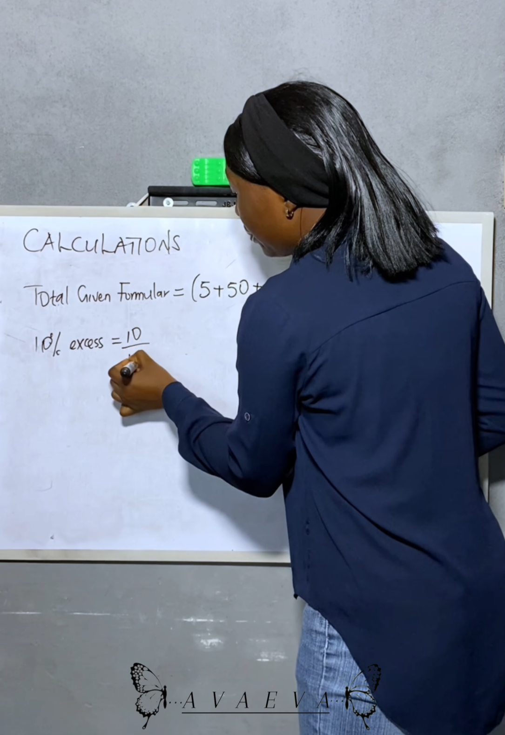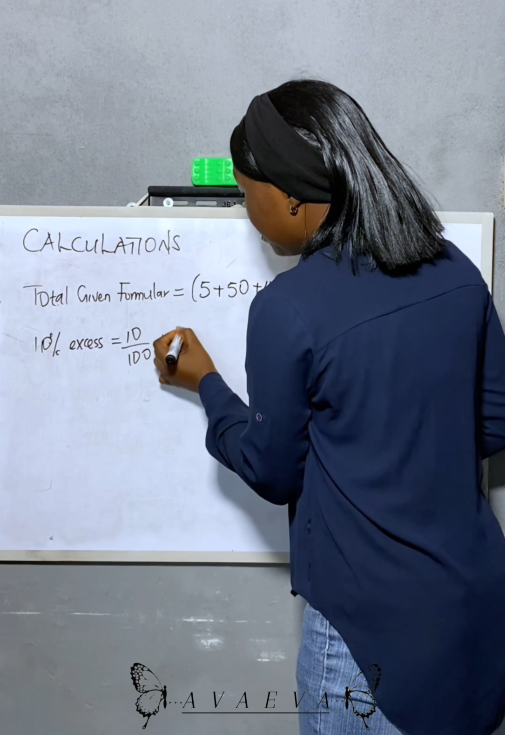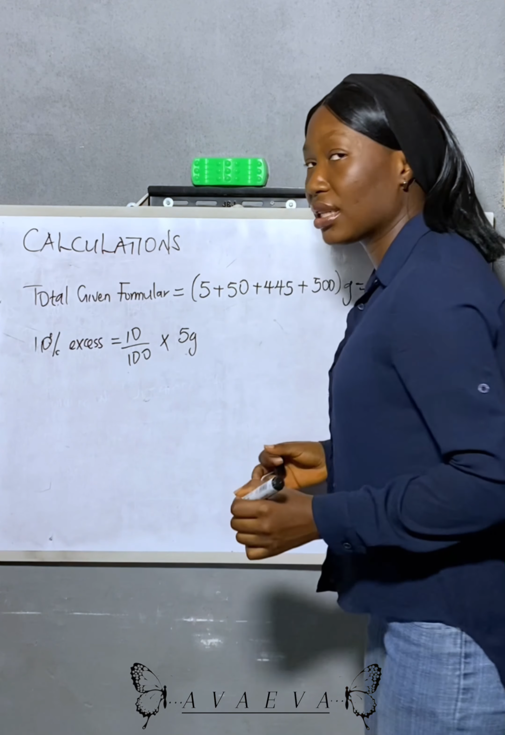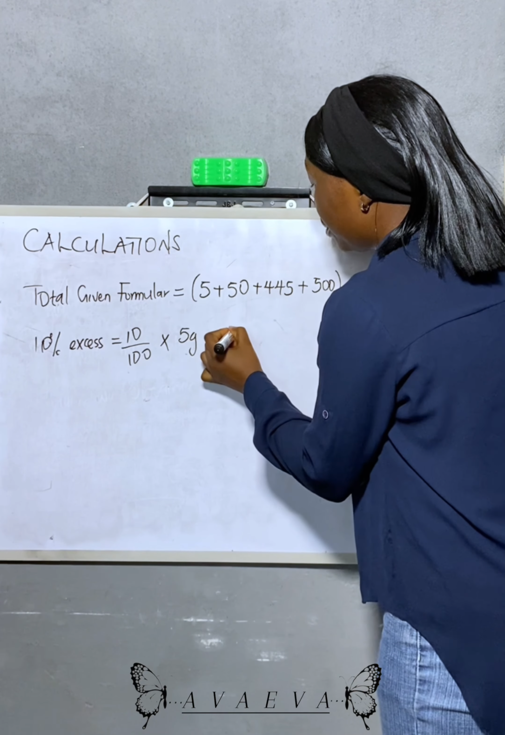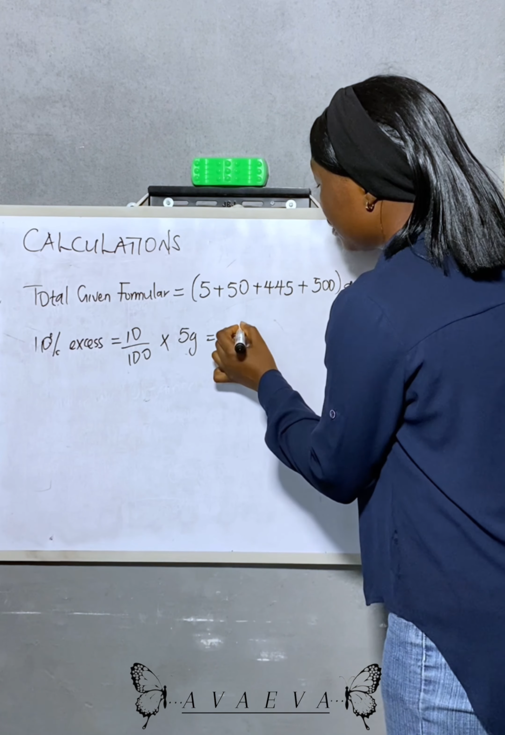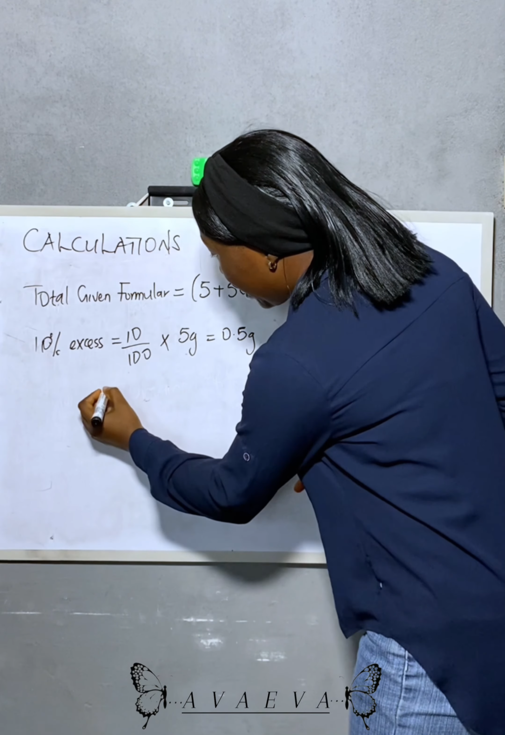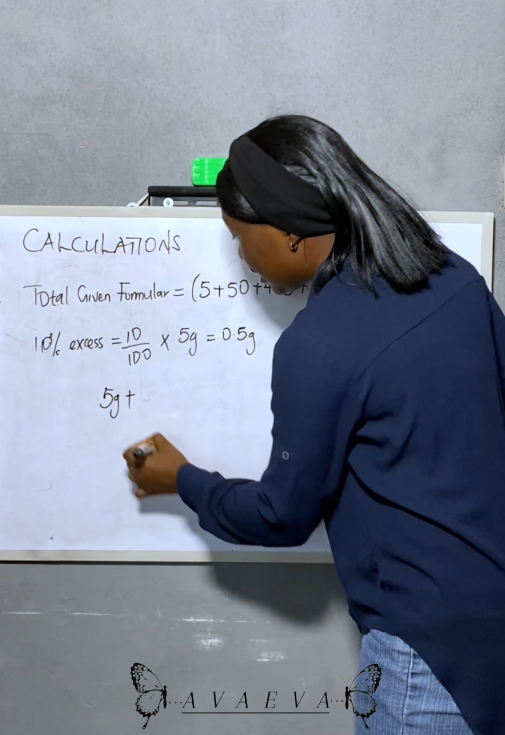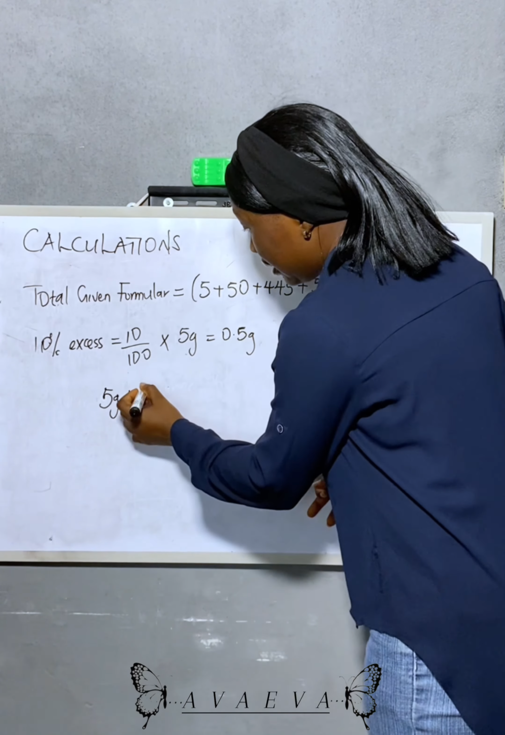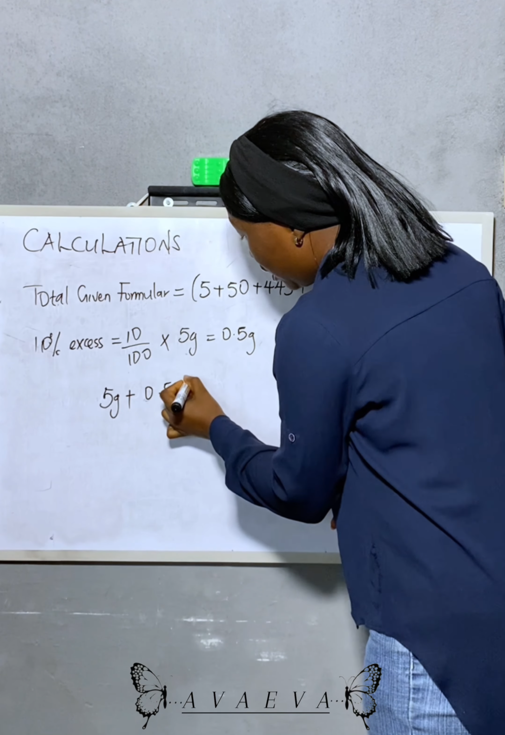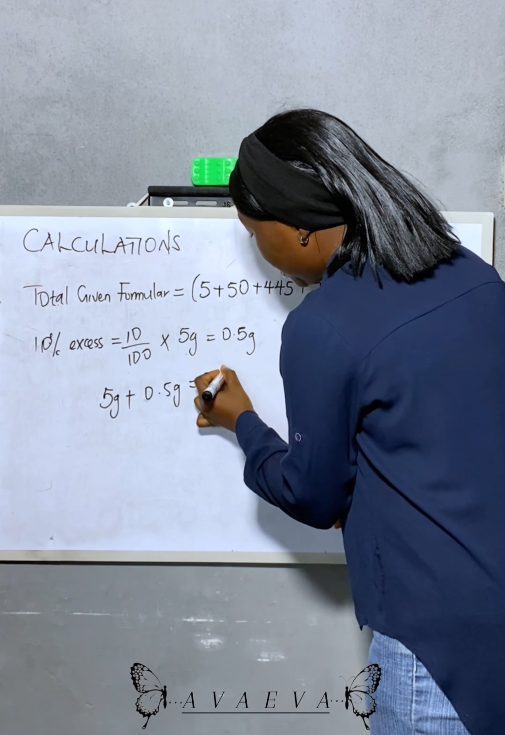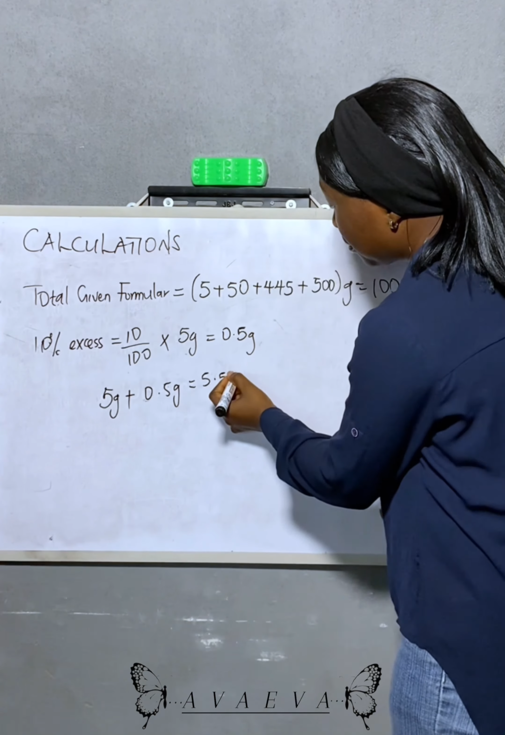10 divided by 100 times 5 gram, the amount you are asked to send. So you have 0.5 gram. Now 5 gram, the amount you are asked to send, plus the excess 0.5 gram is equal to 5.5 gram.